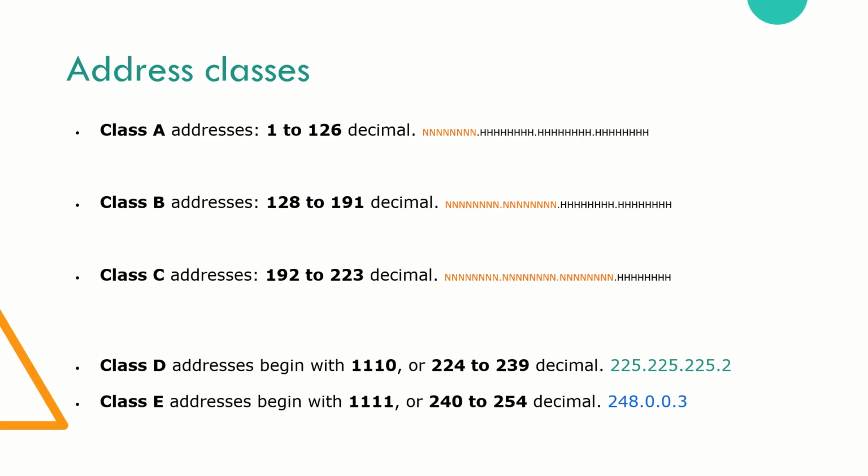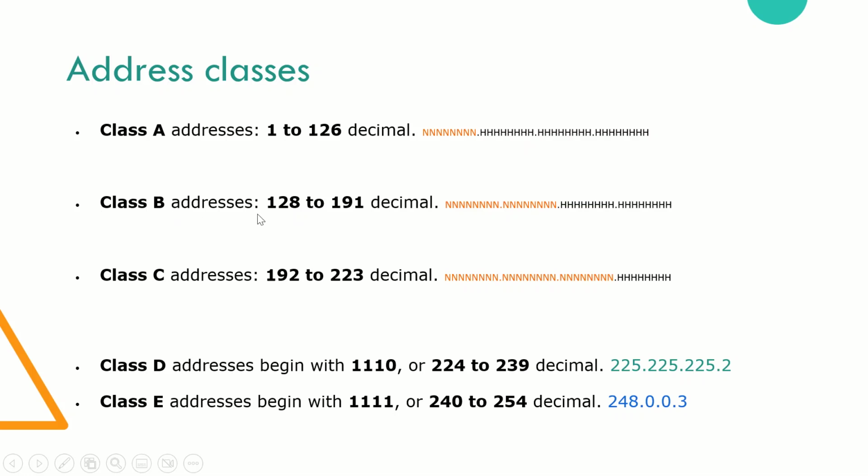But generally, we can say class A, including and beginning with 127, between 1 to 126 decimal. And in this situation, the first octet portion is network, and 3 of them is host portion.